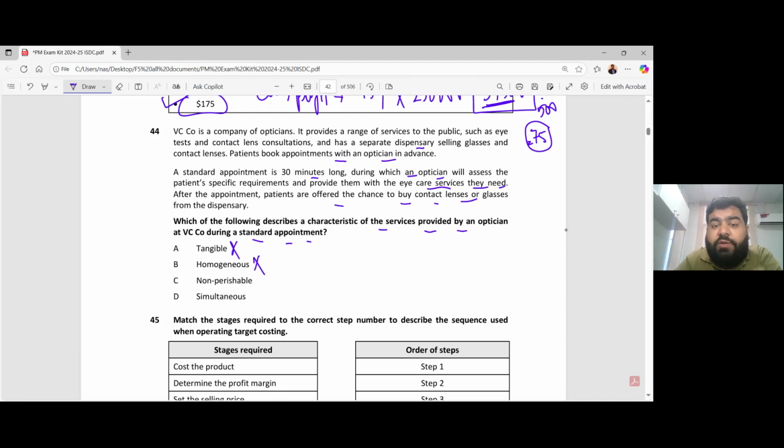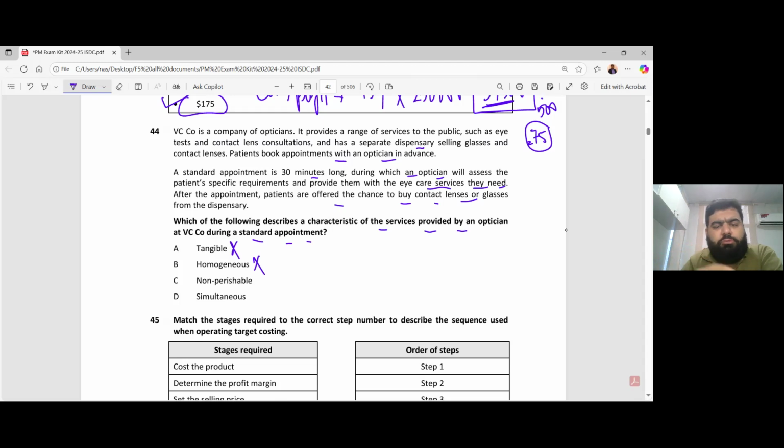Homogeneous, no. Services are not homogeneous. What is homogeneous? Basically, it means that every time you take the service, it's the same, standardized. For example, I'm teaching you F5 in this batch. In the next batch, again I'll teach F5. But the way of teaching will not be 100% the same in all the batches, right?